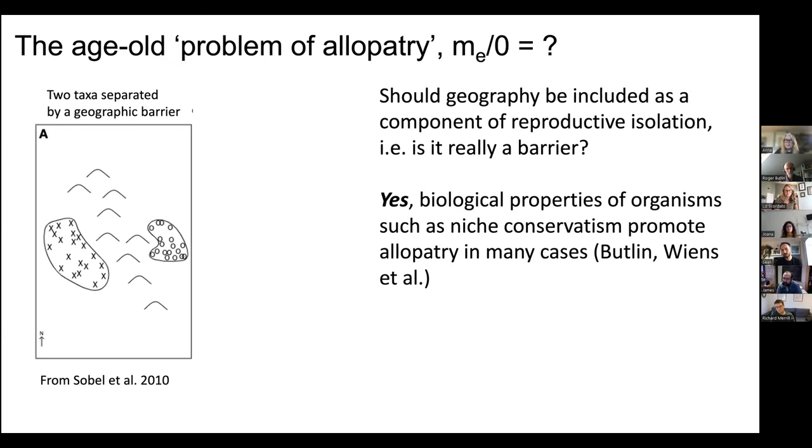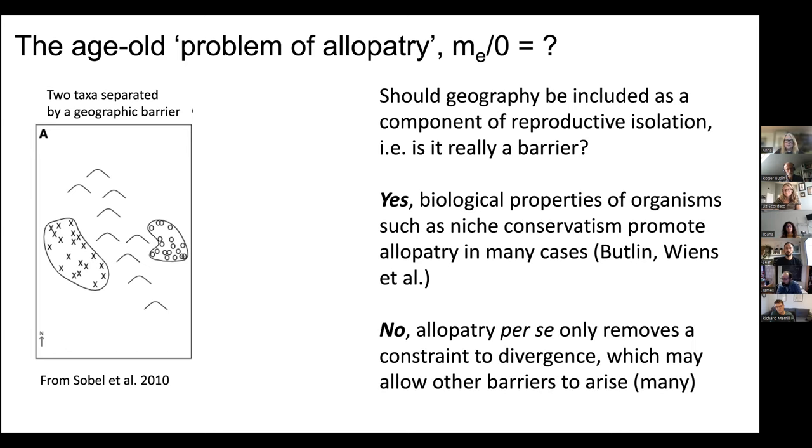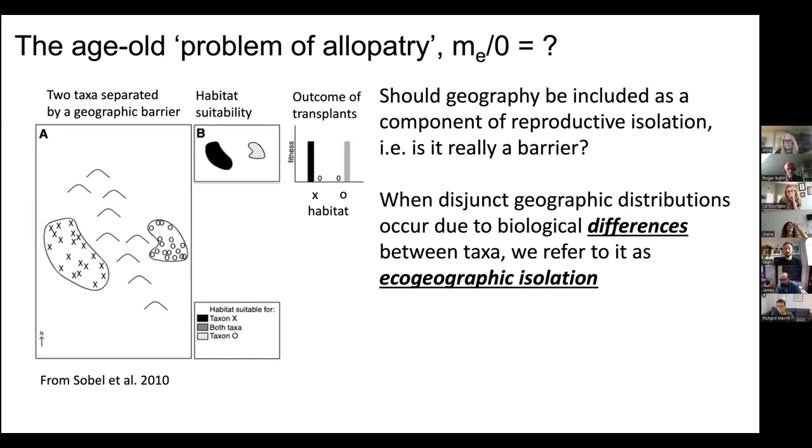You can make the case that yes, we should include geography as a component of isolation. And then many others would say that allopatry only removes a constraint to divergence that migration produces, and that might allow other barriers to arise. And my personal view is sort of in between. It's a continuum, but let's start with two different outcomes.